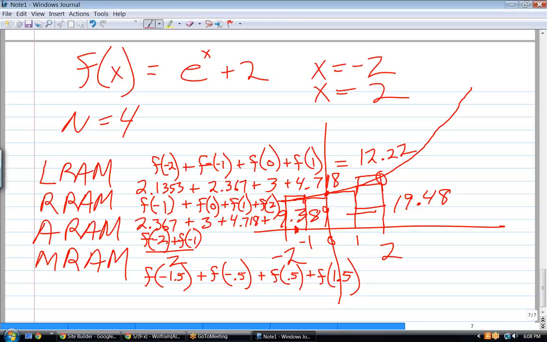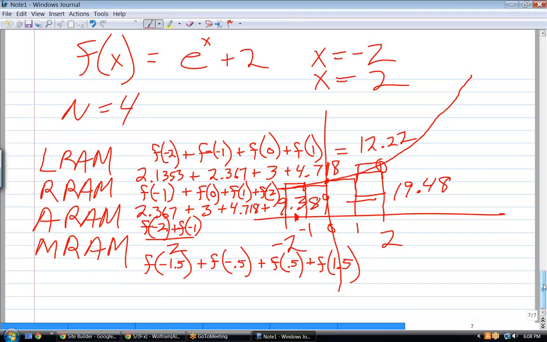Yeah. Average, you have to add the 2 and divide by 2. Whereas mid, you're taking the function and evaluating it at the middle between the two x points. Okay. So like the next average one, if I just want to get the next interval, f of negative 1 plus f of 0 divided by 2. Yes. Okay. All the way to the fourth one: f of 1 plus f of 2 divided by 2.